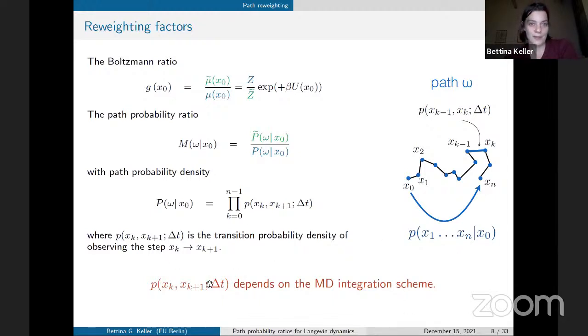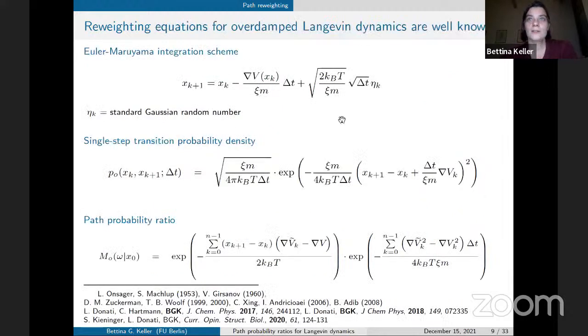The problem is that now the single step transition probability, this one over here, going from x_{k-1} to x_k, of course depends on the integration scheme. So here we need to insert knowledge about the integration scheme, and that's where the difference between overdamped and underdamped Langevin dynamics comes in. For overdamped Langevin dynamics, these equations are well known, and you don't need to go through them.